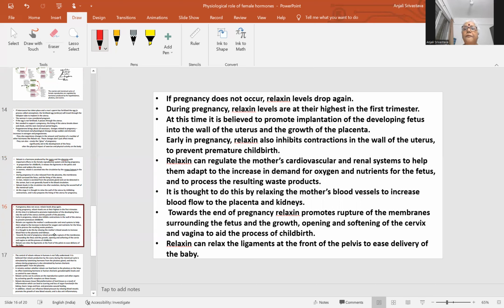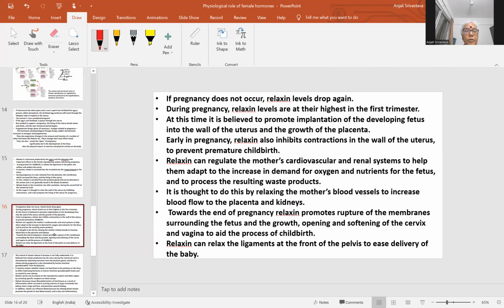Highest level in the first trimester. Implantation of the developing fetus is also brought about under the control of relaxin. In early pregnancy, relaxin inhibits contraction of the wall of the uterus. In the early stages, relaxin keeps the muscles under control so that miscarriage can be prevented. It also relaxes the mother's cardiovascular and renal systems.